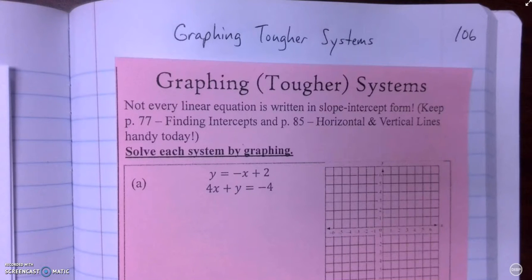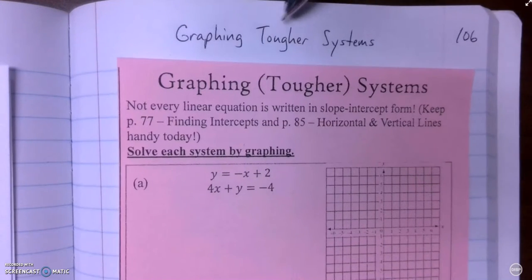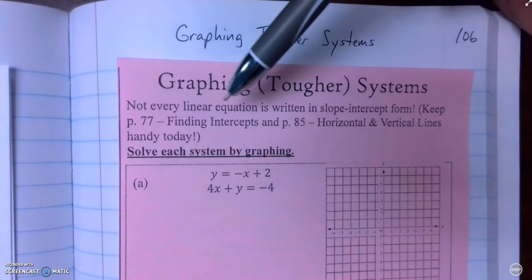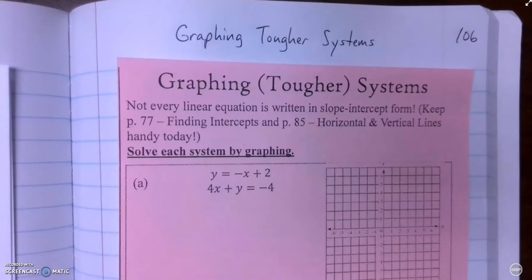Okay, Panthers, you've had a chance now to put the heading on your new ISN page. It's page 106. You knew, I'm sure, to see that on the whiteboard or the blackboard as you came in. We're going to graph some tougher systems today. The bottom line is that not every linear equation is written in slope-intercept form.